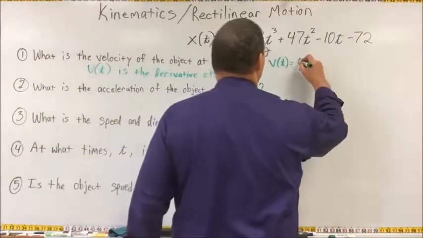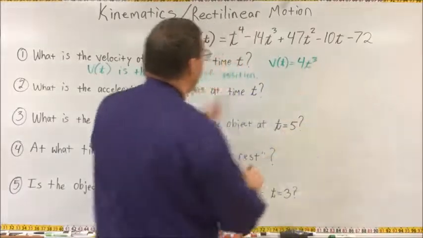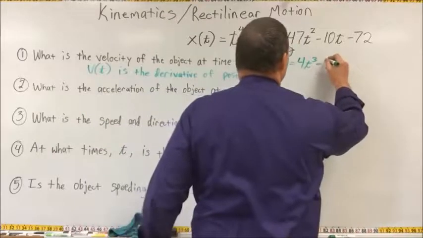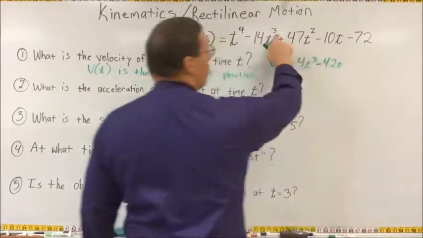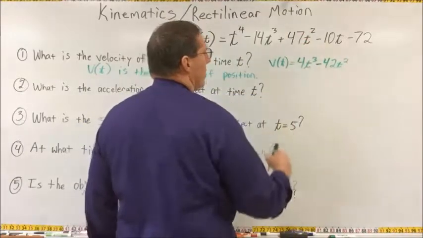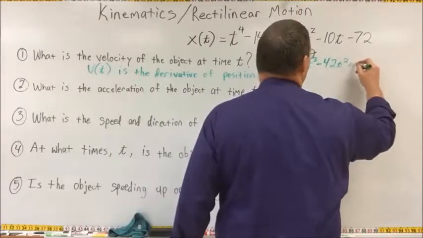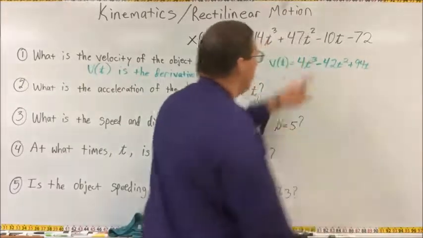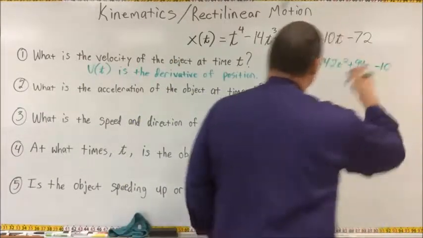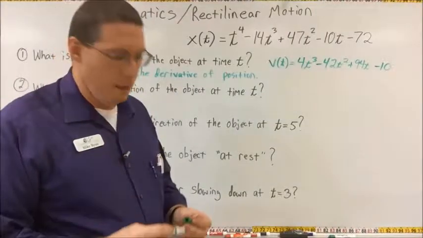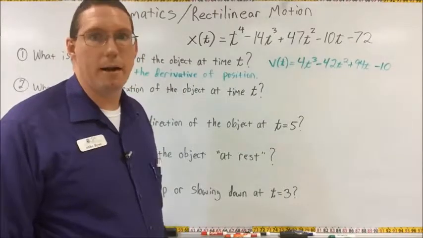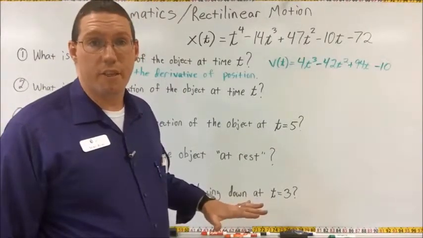third. So the velocity is 4t to the third power minus 3 times 14, that's 42, so minus 42t squared. Remember, our power goes down by 1. Plus 2 times 47, that's 94, so plus 94t. And then the derivative of negative 10t is just negative 10, right? Minus 10. And so now what we have is the velocity function. The velocity function is 4t to the third minus 42t squared plus 94t minus 10. That is the velocity of the object at any time.